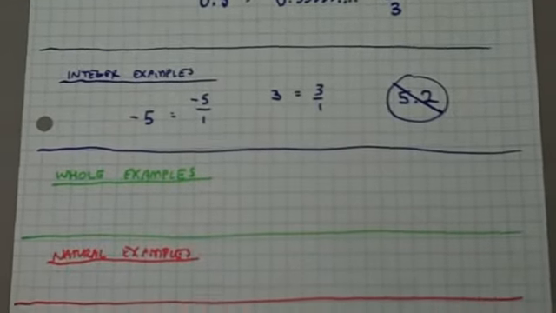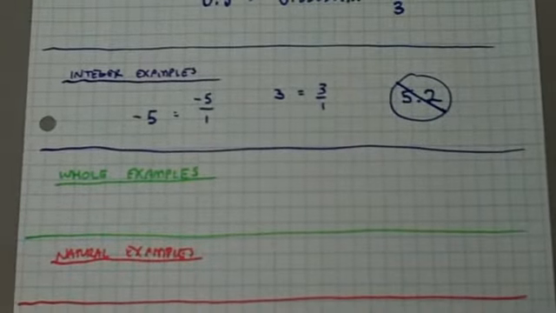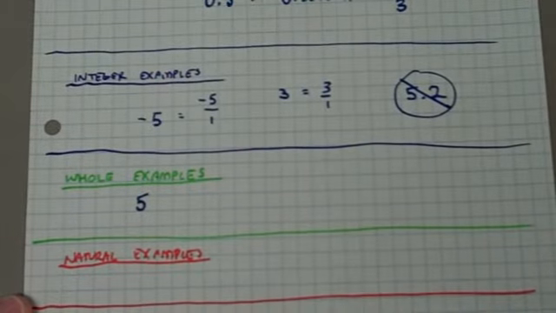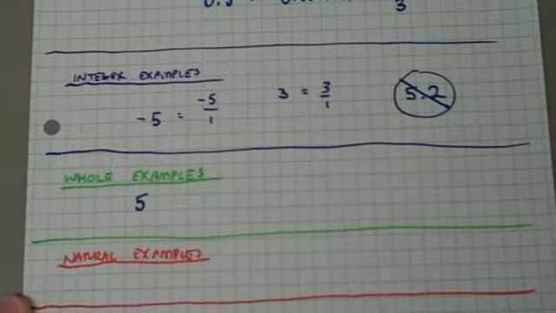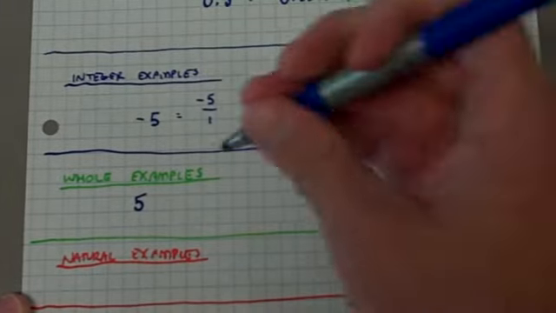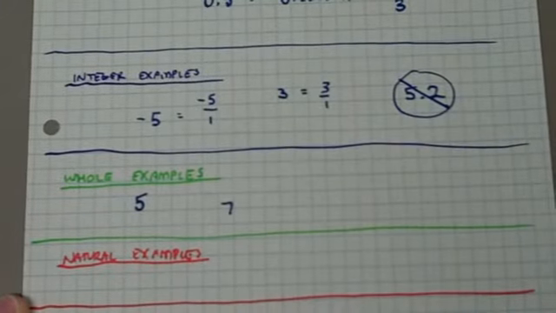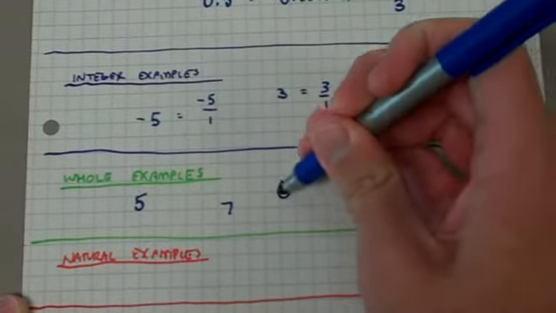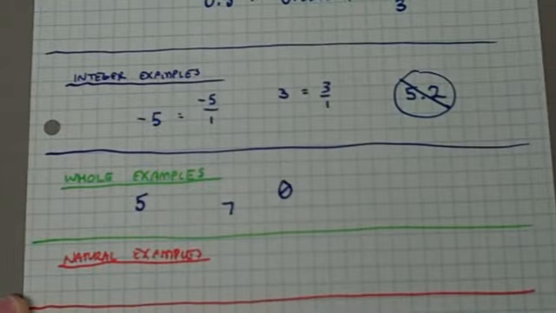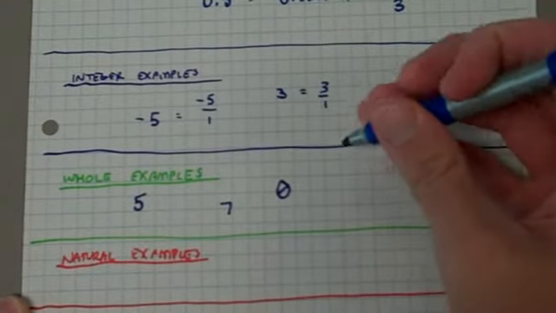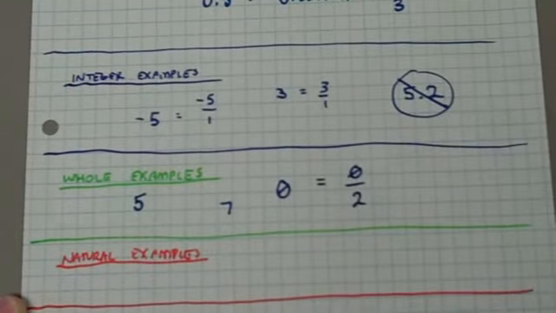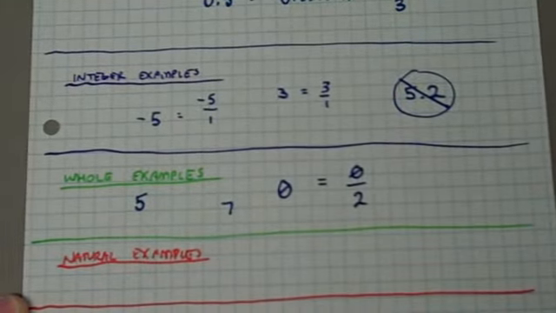Now remember, whole numbers are a subset of the rational numbers and the integers. So I can say things like 5, that's a whole number. It's also an integer. It's also a rational number. I could say 7, that's a whole number. It's an integer, and it's also a rational number. I could even say 0. 0 is a whole number. It's an integer, and it's a rational number. Because remember, 0 over anything is still 0. So it can be written as a fraction. It's a rational number.